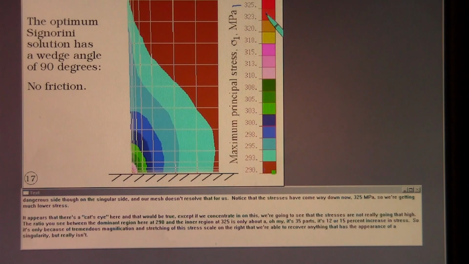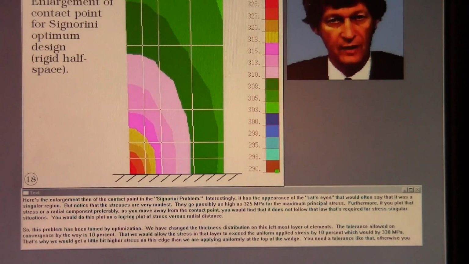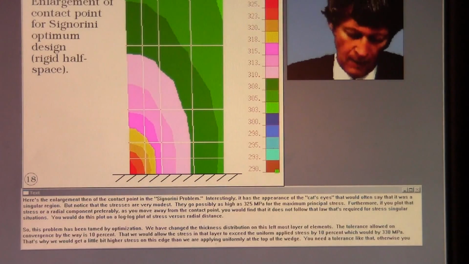it's 35 parts, that's 12 or 15% increase in stress. So it's only because of tremendous magnification and stretching of this stress scale on the right that we're able to recover anything that has the appearance of a singularity but really isn't. Here's the enlargement then of the contact point in the Signorini problem.